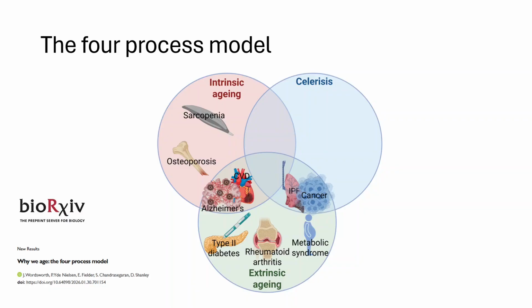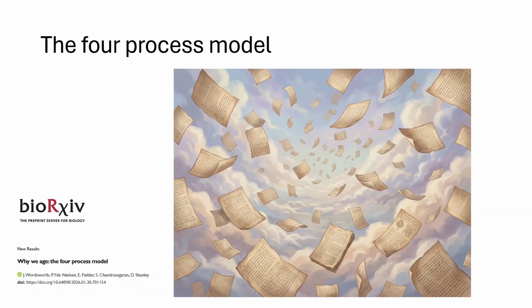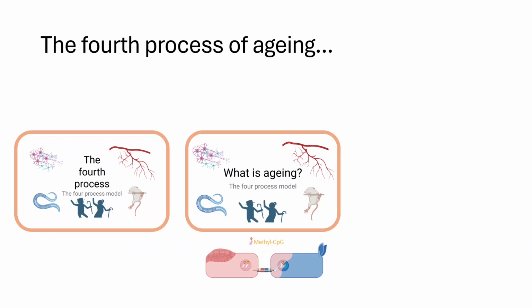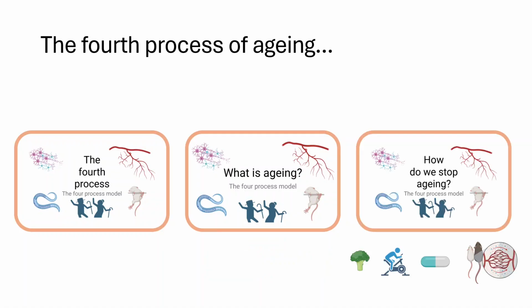Now, we published all of this in our paper on bioRxiv, Why We Age: the Four-Process Model. However, that is one of the longest written papers of all time, which is why I've also produced these videos. And for those of you who've noticed that I have mentioned only 3 processes of a 4-process model, I do have a video on the 4th process of the 4-process model. As I've described, we also have the introductory video, What is Aging, which describes the other 3 processes in more detail. And we have How Do We Stop Aging, which focuses on what the 4-process model means for anti-aging therapies.